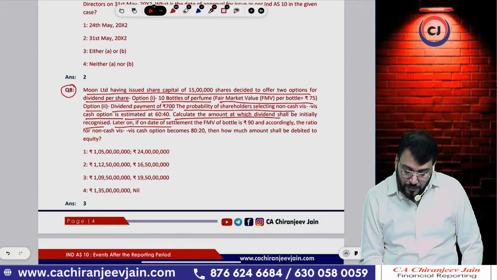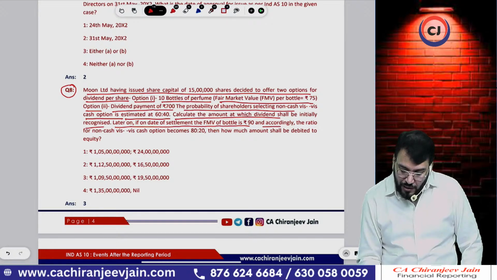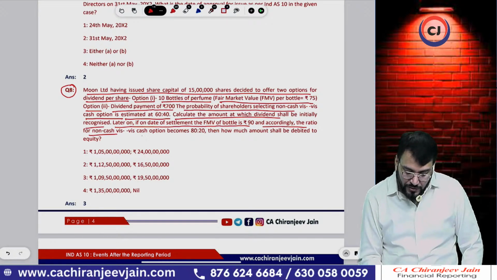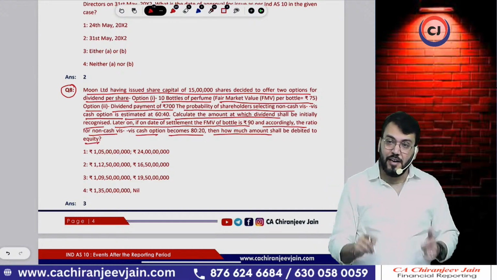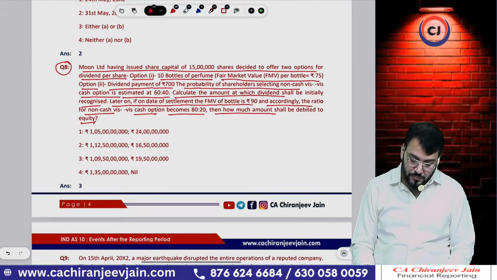Later on, if on the date of settlement, the fair market value is 90 and according to the ratio, non-cash to cash becomes 80:20, then how much amount shall be debited to equity? Equity means retained earnings. Can you do it by room?